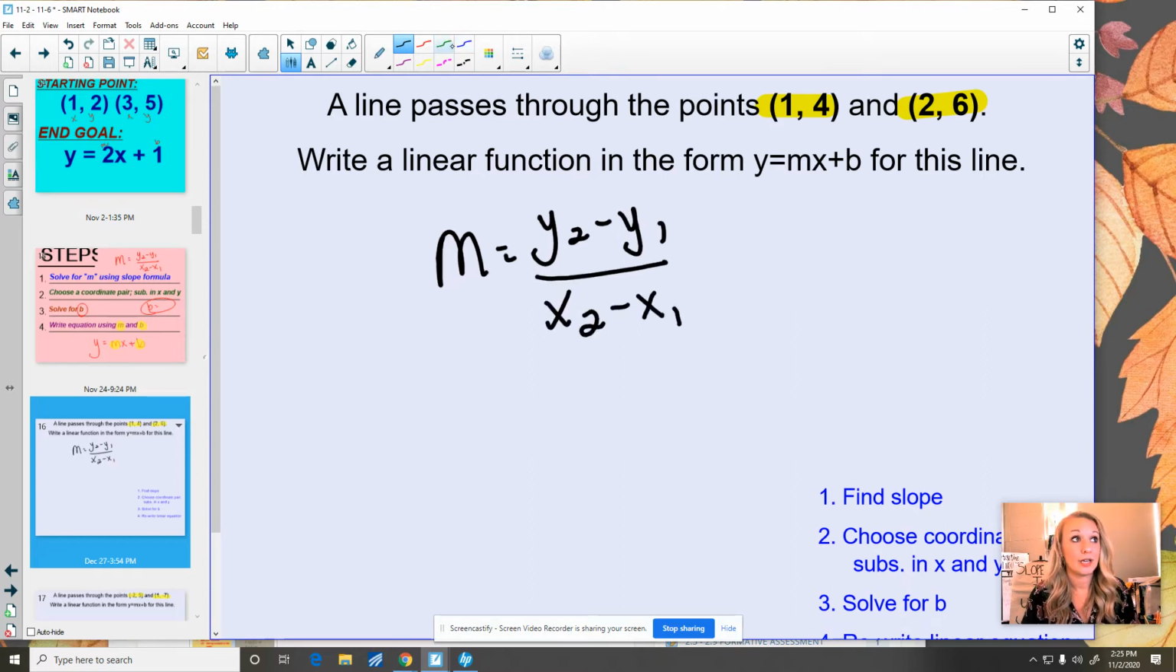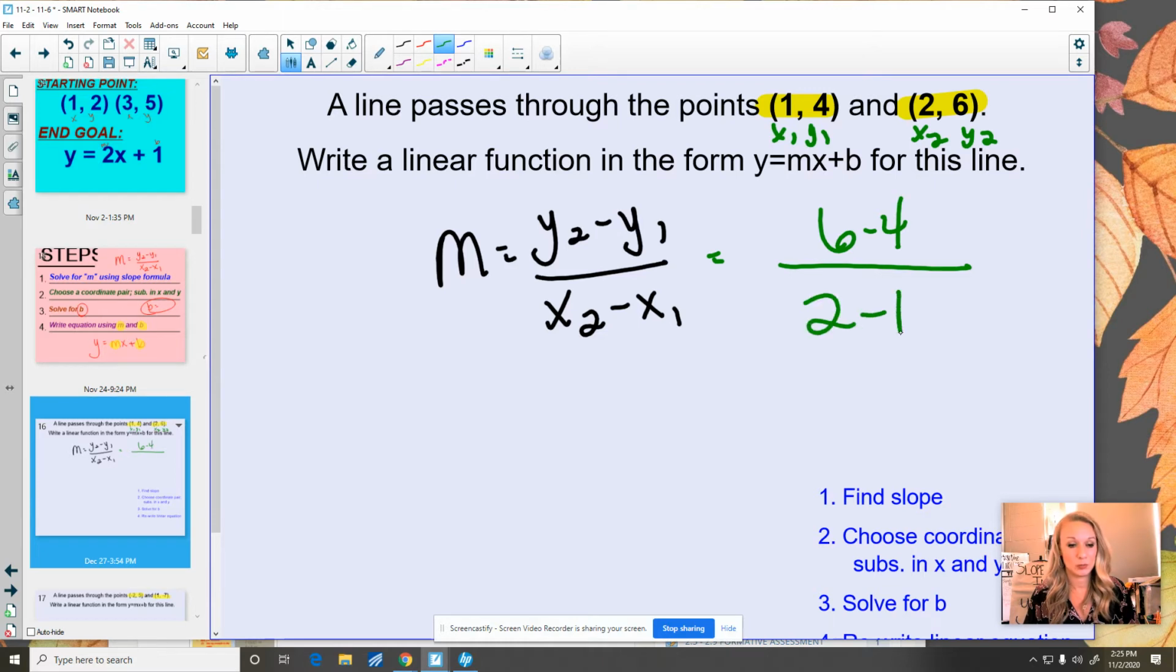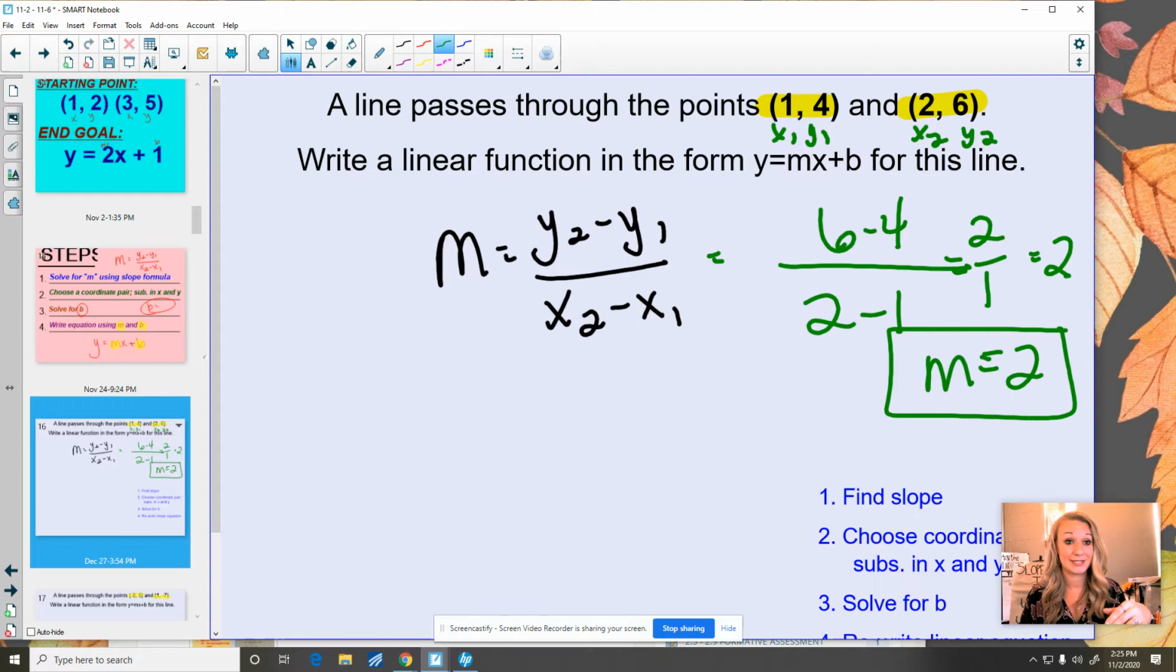Remember our little trick of always writing x1, y1, x2, y2? That'll help us plug into the formula. So when I do that, I've got 6 minus 4 and then 2 minus 1. When you simplify, it's pretty simple subtraction. You're left with 2 over 1, which can simplify to 2. So right now, we solved for m, and we know that m is equal to 2. And I'm going to box that, circle it, so I don't lose it.